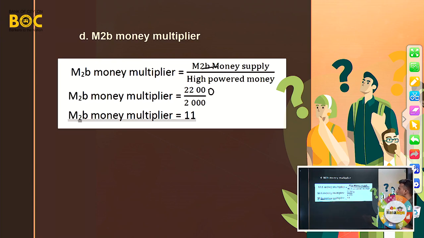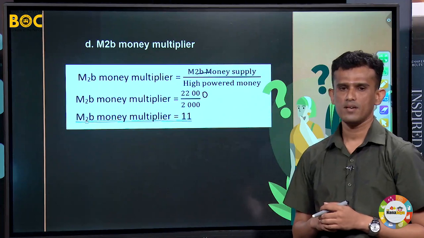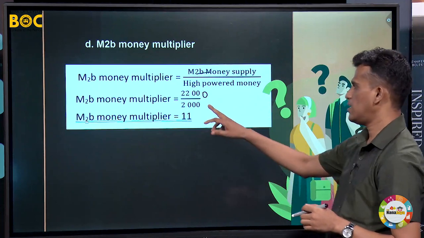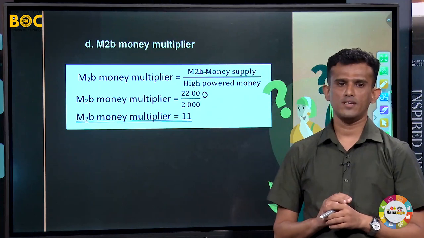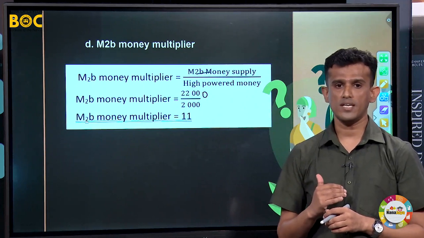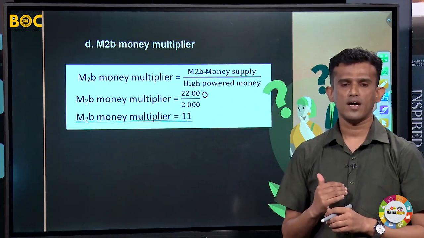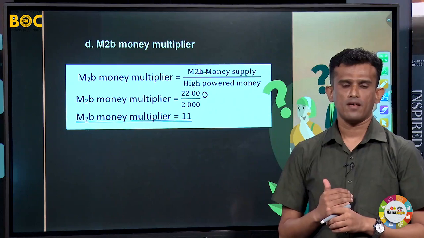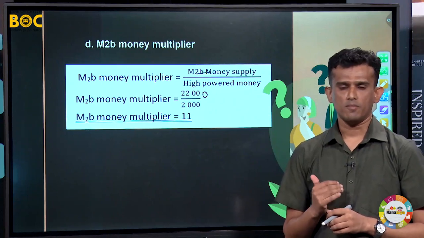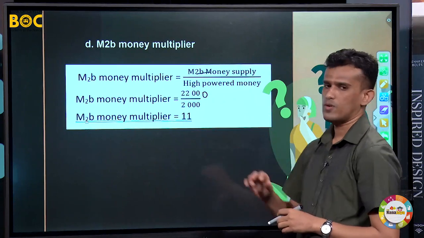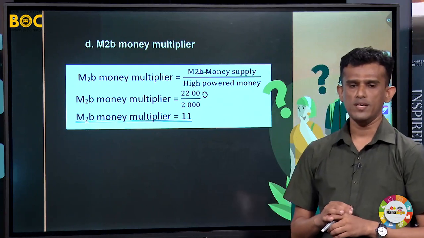Right? So this M2B money supply should be divided by high powered money. We already calculated the high powered money at the first section itself. We calculated high powered money as 2000. So we should divide the M2B broad money supply by the high powered money in order to calculate the M2B money multiplier. Therefore, M2B money multiplier should be 11.